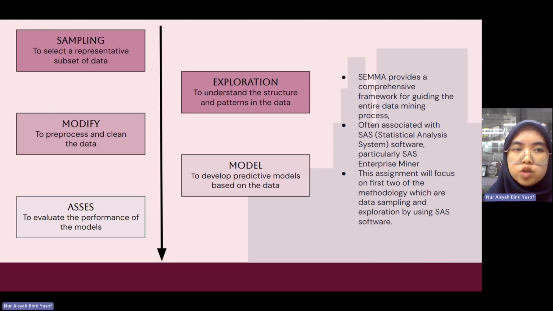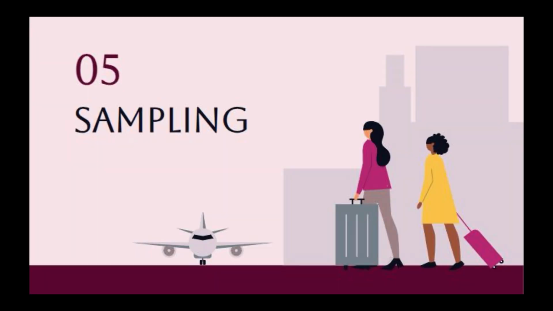For our methodology, we use the SEMMA procedure, which is first Sampling, E for Exploration, M for Modify, another M for Model, and last is Assess. So in this assignment, we only focus on two, which are sampling and exploration, by using a class environment. So sampling is to select a representative subset of the data, and exploration is to understand the structure and pattern in the data. I'm going to present the sampling part.